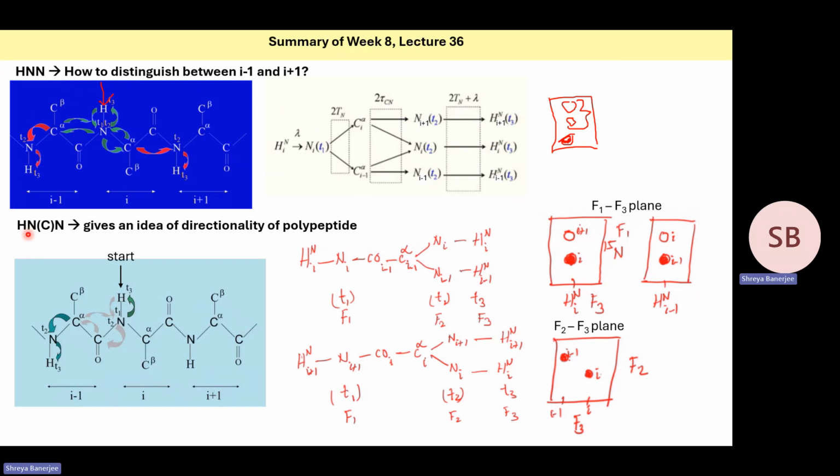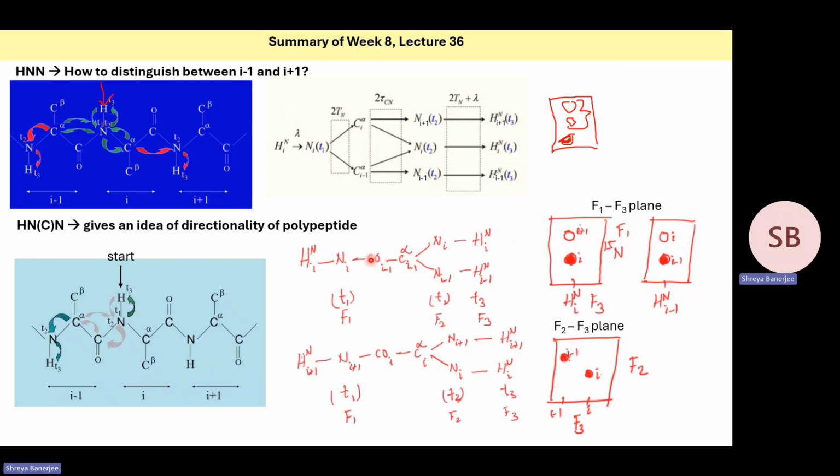So then a new triple resonance experiment or 3D NMR experiment was introduced, which is called HNCN. This starts similar to HNN. So it starts from the H of the I residue. From H, it is transferred to Ni. And here is where the difference comes in. In the previous, from Ni, it was directly getting transferred to C alpha of I and I minus 1. But in this HNCN experiment, the carbonyl is a medium of the transfer.